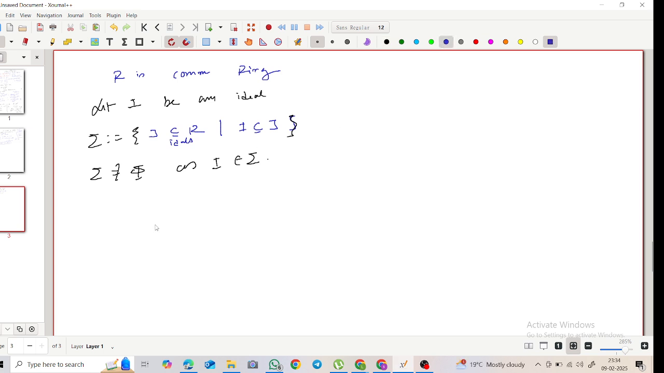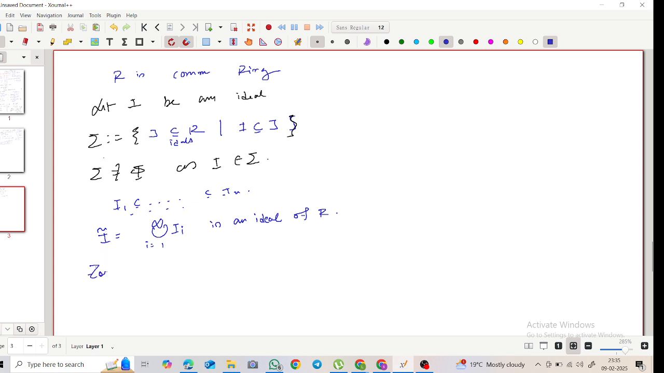Now take any chain in sigma. This chain has an upper bound, which is by this. And you will be able to see that I tilde is an ideal. Normally union of two ideals is not an ideal, but since the containment is there, you will be able to show that I tilde is an ideal of R. So every chain has an upper bound in sigma.